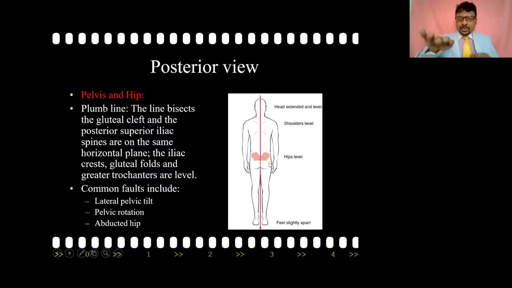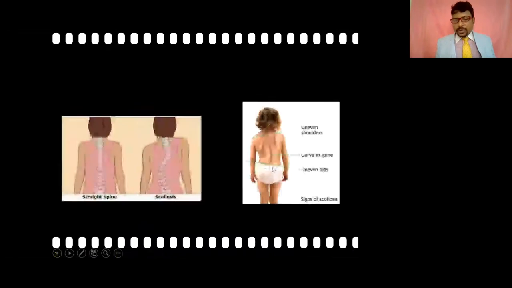If there is any tilting, upwards or downwards, there may be lateral pelvic tilt, pelvic rotation or an abducted hip. In scoliosis also we may get these types of complications, or it may be localized, if there is any pelvic tilting or one-sided pelvic hiking, the other side is going to drop. You can see here, this pelvis is hiking on this side. The left side is hiking, the right side is dropping. This also may alter the posture. These signs we can clearly observe in those who have postural abnormality.